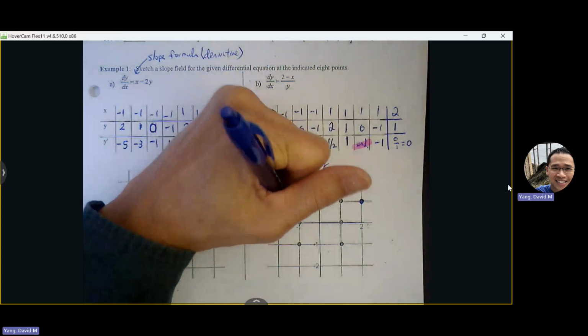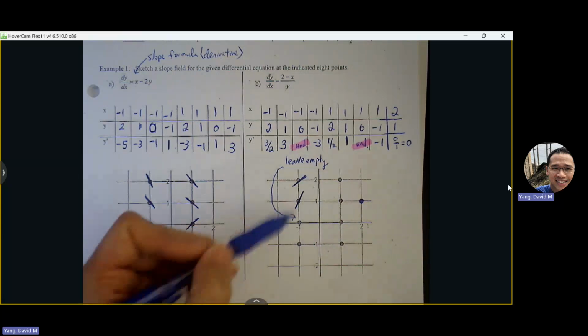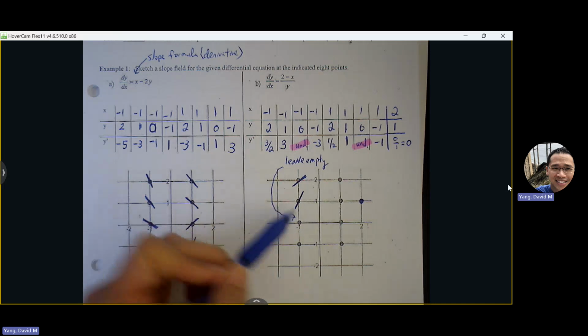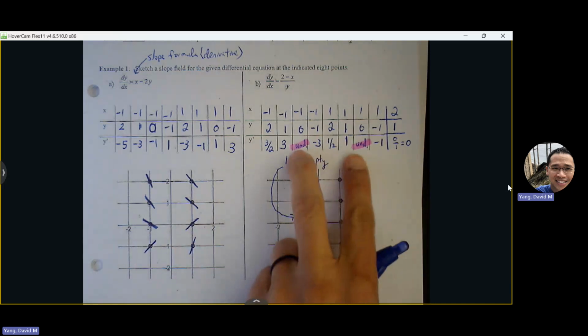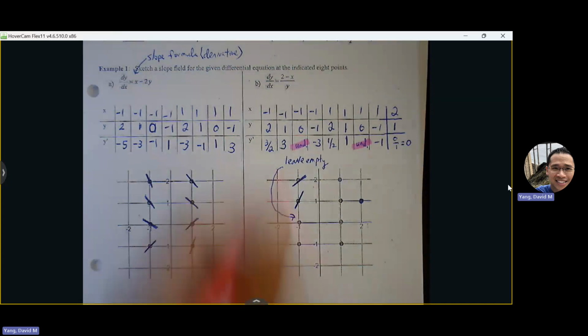So you're going to leave this space empty. I think the natural tendency is students feel like, oh, undefined slope, they want to do a vertical line, but the vertical line is not how a slope field is going to look. I think that's the biggest mistake students make: they see undefined, they want to do a vertical line. So remember to leave undefined empty.